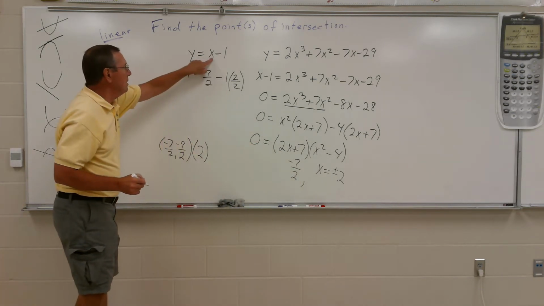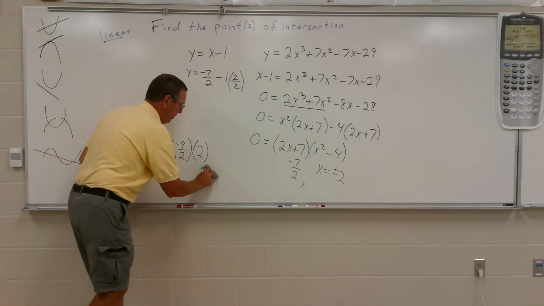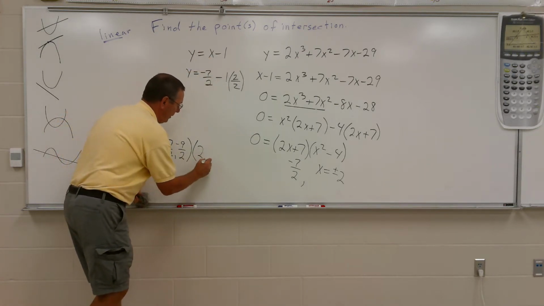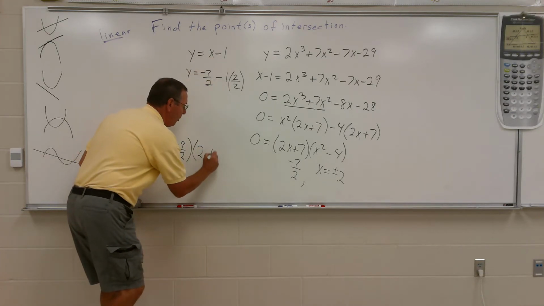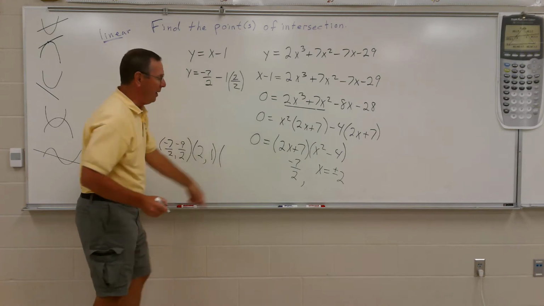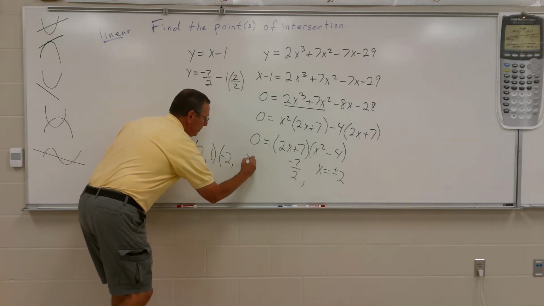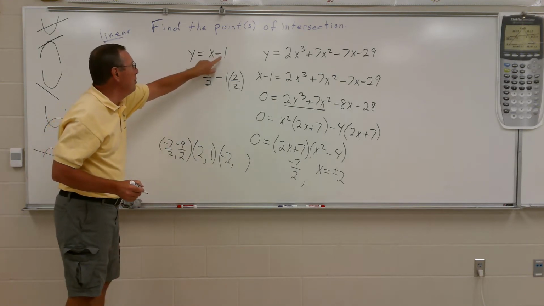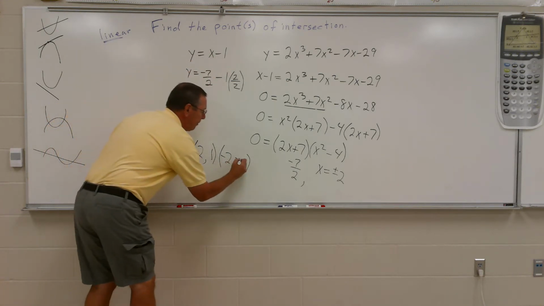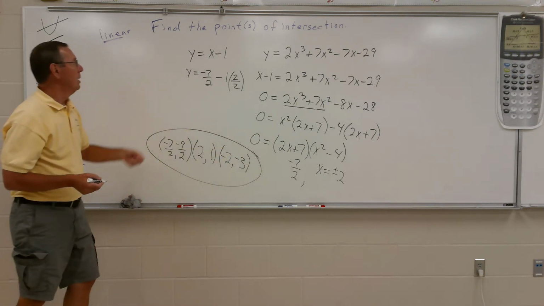If I put the 2 in for the x, 2 minus 1 is 1. My y number would be 1. And finally, x could be a negative 2. If I put the negative 2 there, negative 2 minus 1 is negative 3. And there should be my 3 points of intersection. Hey, I got the same thing.